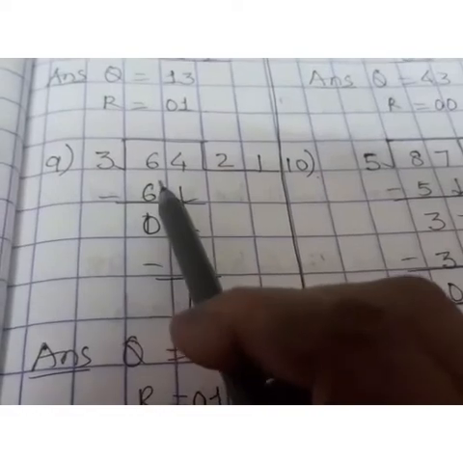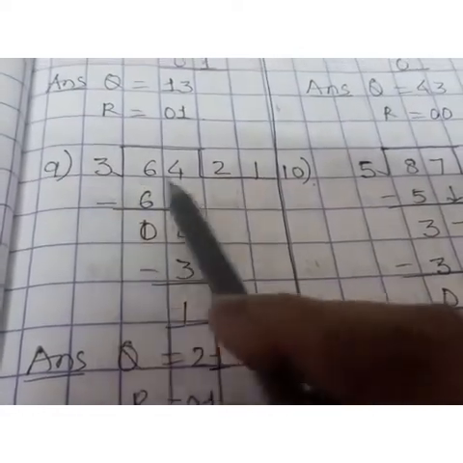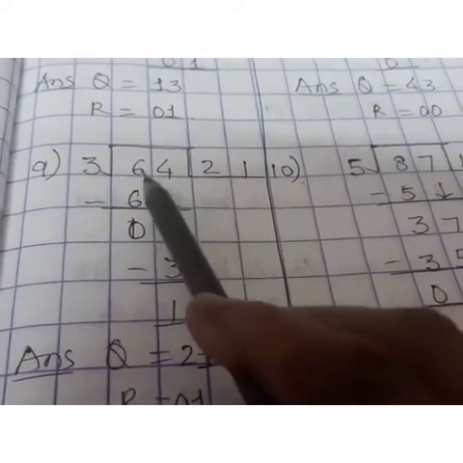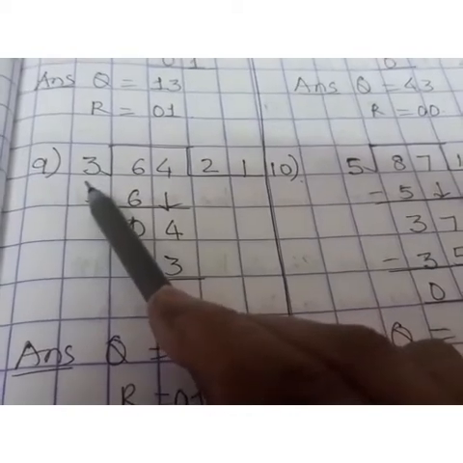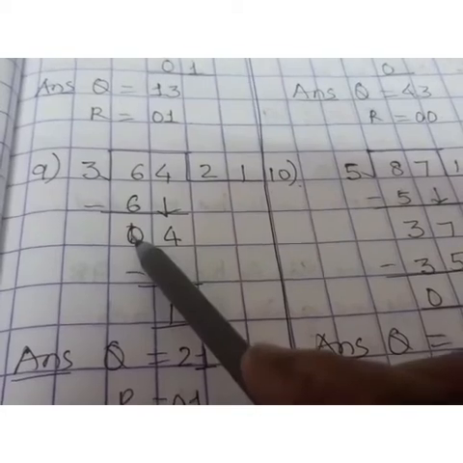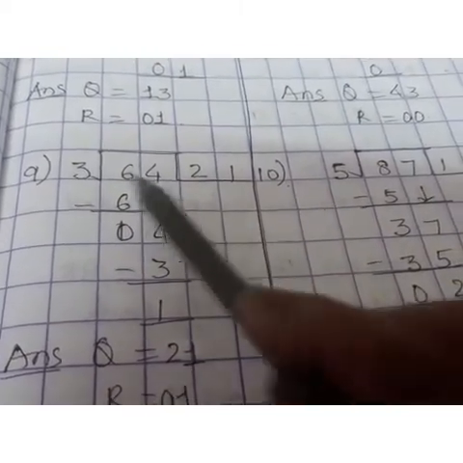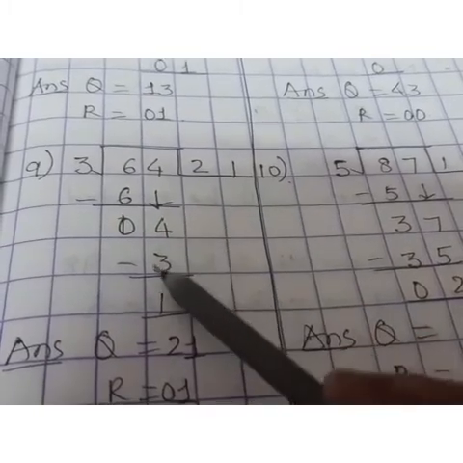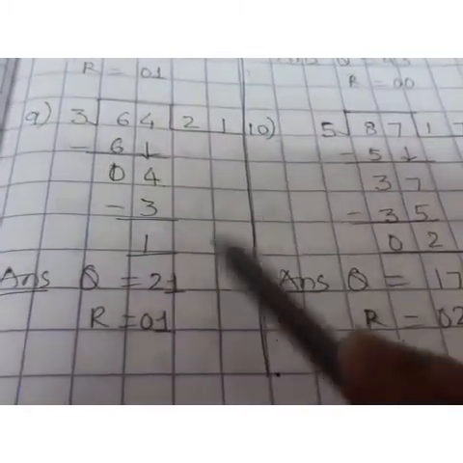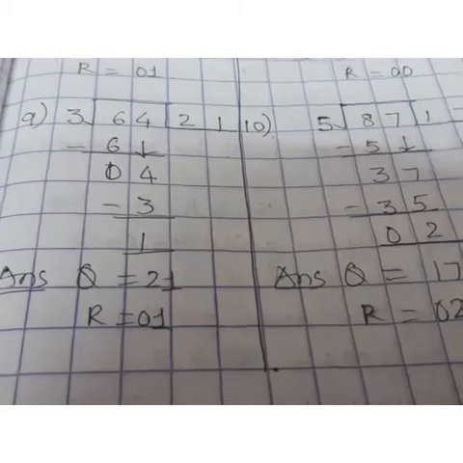Next is your question number 9, 64 divided by 3. Now 64 divided by 3, here this is 6. In the table of 3, 6 comes. 3 1s are 3, 3 2s are 6. So below 6 we will write 6, and 6 minus 6 is 0. We will bring down this 4 now. 3 1s are 3. Now 4 minus 3 is 1. So what is the remainder? Remainder is 1, and Q is 21.